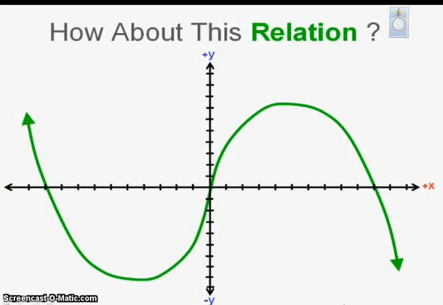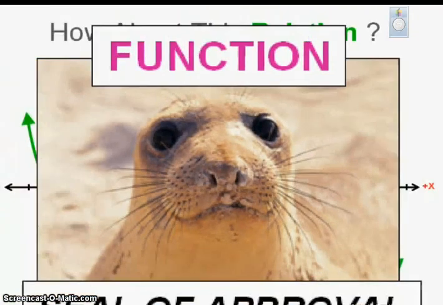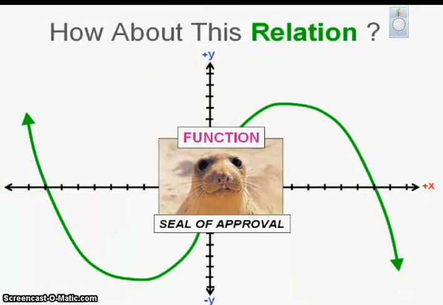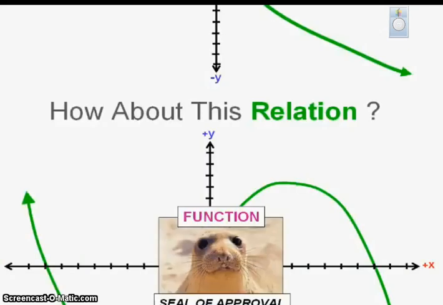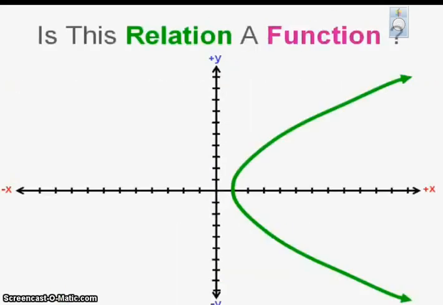How about this relation? Well, does it ever hit the green line in 2 spots at the same time? It doesn't, so it is a function.